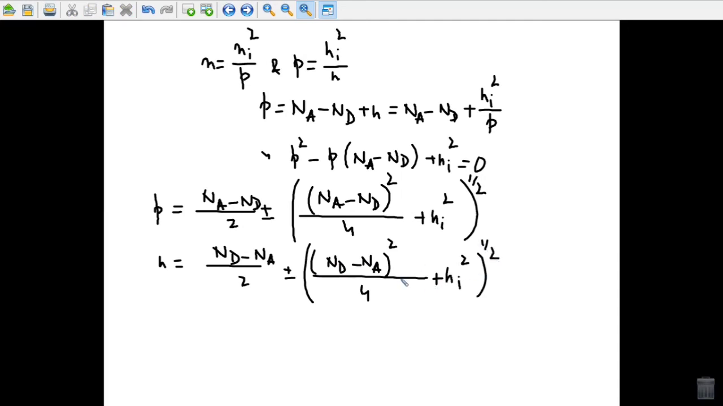For an intrinsic semiconductor where Na is equal to Nd is equal to 0, if these two equations are written as A or B, we obtain N is equal to P is equal to Ni, as they should be. These are general equations for charge densities, and let us see how they change under special cases.